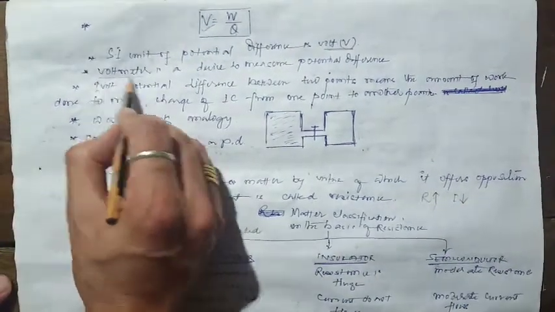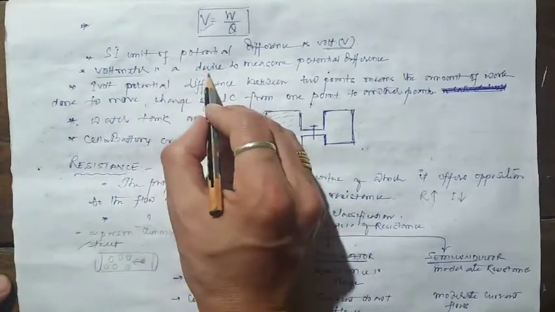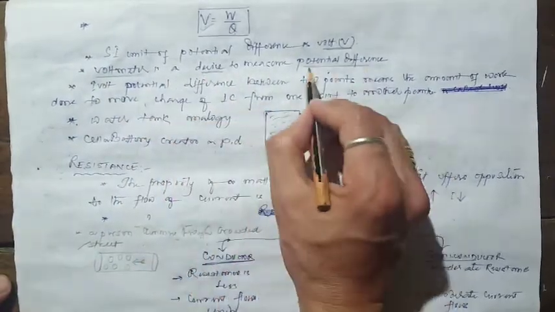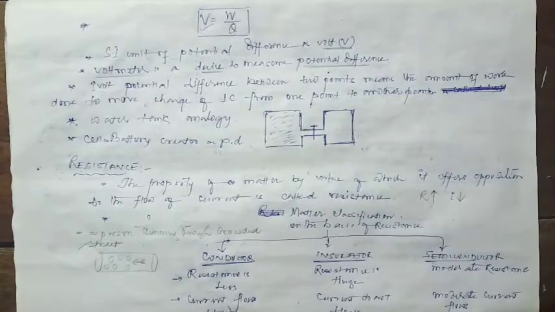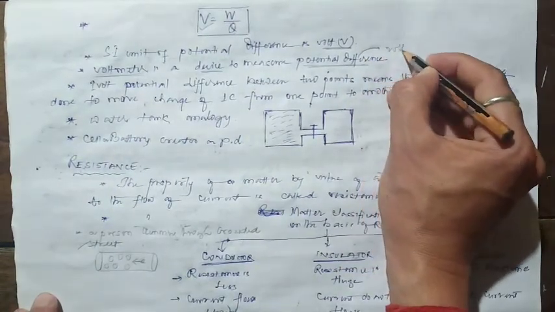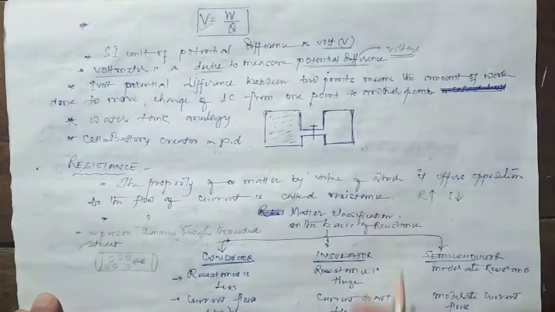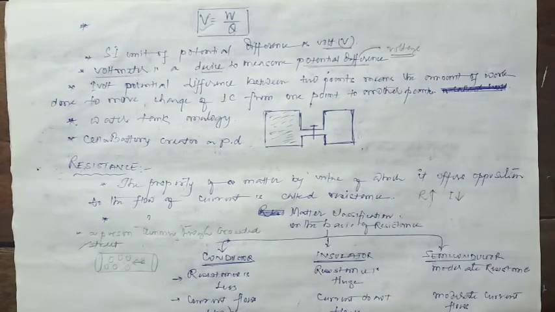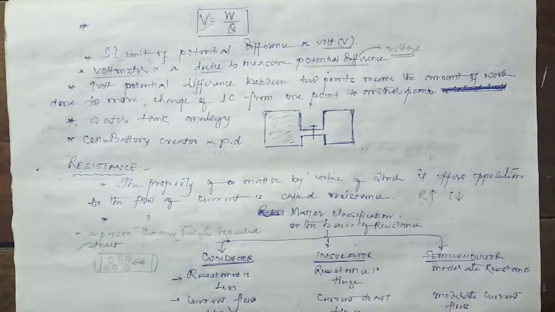Voltmeter. Students, voltmeter is a device to measure the potential difference. In our daily language, we call this potential difference voltage. We are very much familiar with the term voltage. Technically, this voltage is called a potential difference. Now, this voltage or the potential difference is measured by a device called a voltmeter.